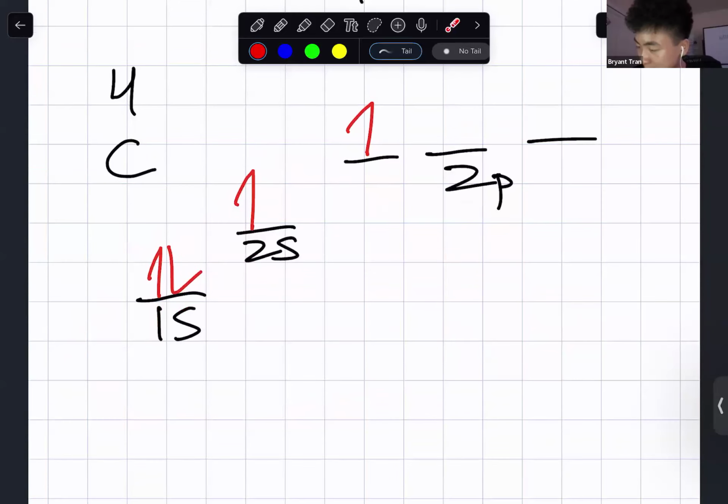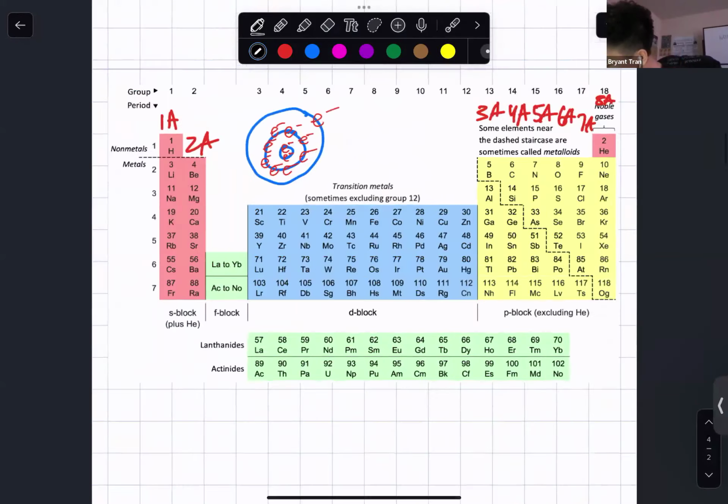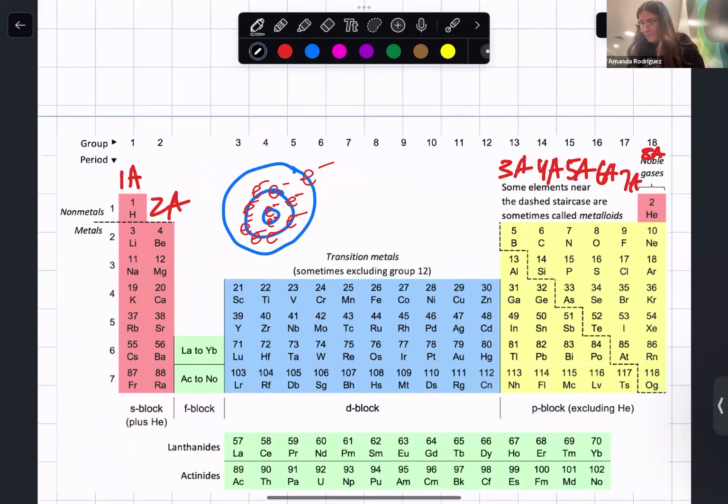Right? Now what we're gonna do here, wait, let me see. I need to double check something really quick. Okay. 6, let's see, plus 4 electrons in carbon.